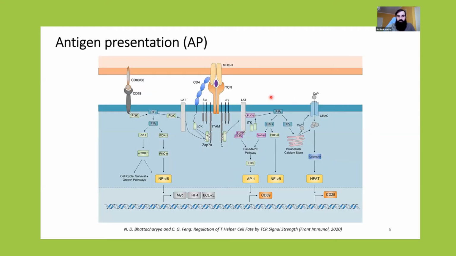A few words about antigen presentation. Antigen presentation is where the MHC2 on antigen presenting cells presents an antigen to the T cell receptor on the target cell. And regarding the signaling, again, I wouldn't go into much detail, just highlight this CD3 zeta subunit, which is again where we measured the signaling activity.